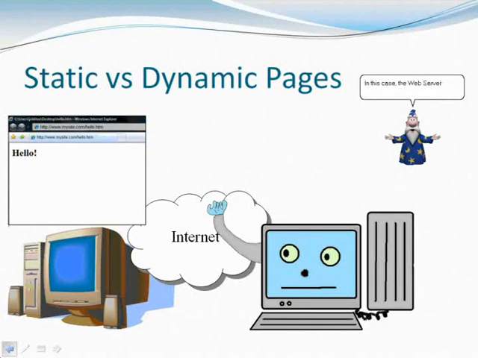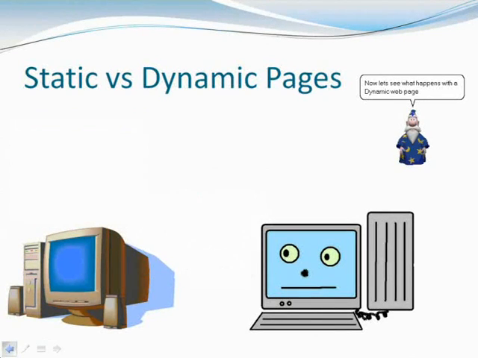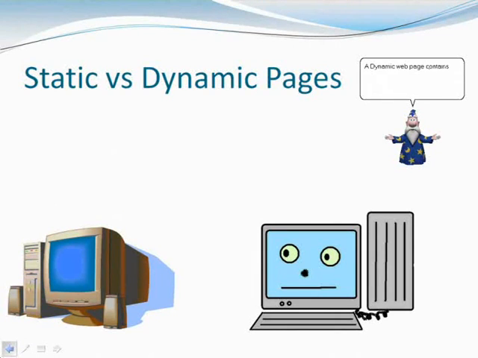In this case, the web server just serves the requested pages. That is why we call these kind of plain HTML pages static, because the content of the pages doesn't change. The web server just serves the pages, and the browser does all the interpretation. Now let's see what happens with a dynamic web page. A dynamic web page contains code that the web server needs to execute before sending the response back to the client. The extension of the requested file indicates whether it is a static or dynamic web page.